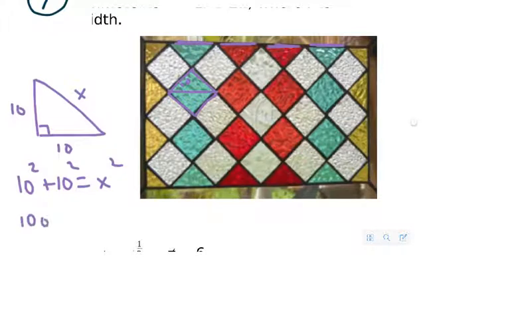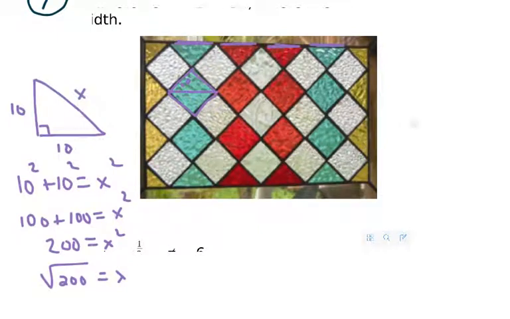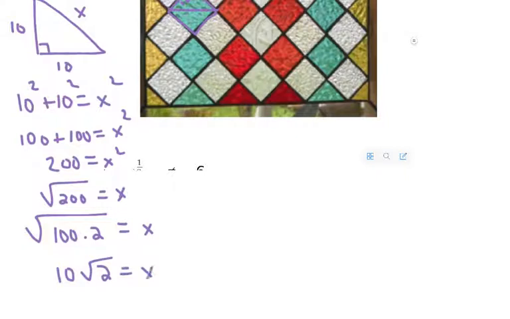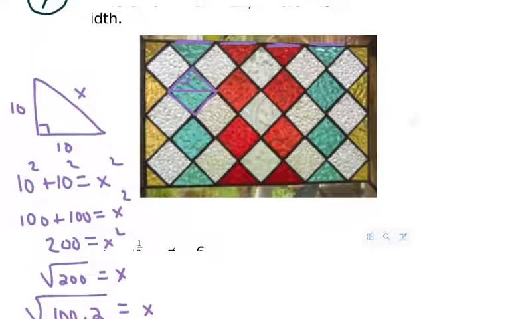Let's do that. So I've got 100 plus 100 is equal to x squared. So 200 is equal to x squared. Now I'm going to take the square root of this, but I need to simplify the square root of 200, and it turns out 200 is 100 times 2. So it's 10 the square root of 2. All right, so each of the diagonals is 10 the square root of 2 units long. Well, now, how many of those diagonals lie along the edge of this stained glass window? So I counted 4 at the top, 4 at the bottom, and 2 on each side.